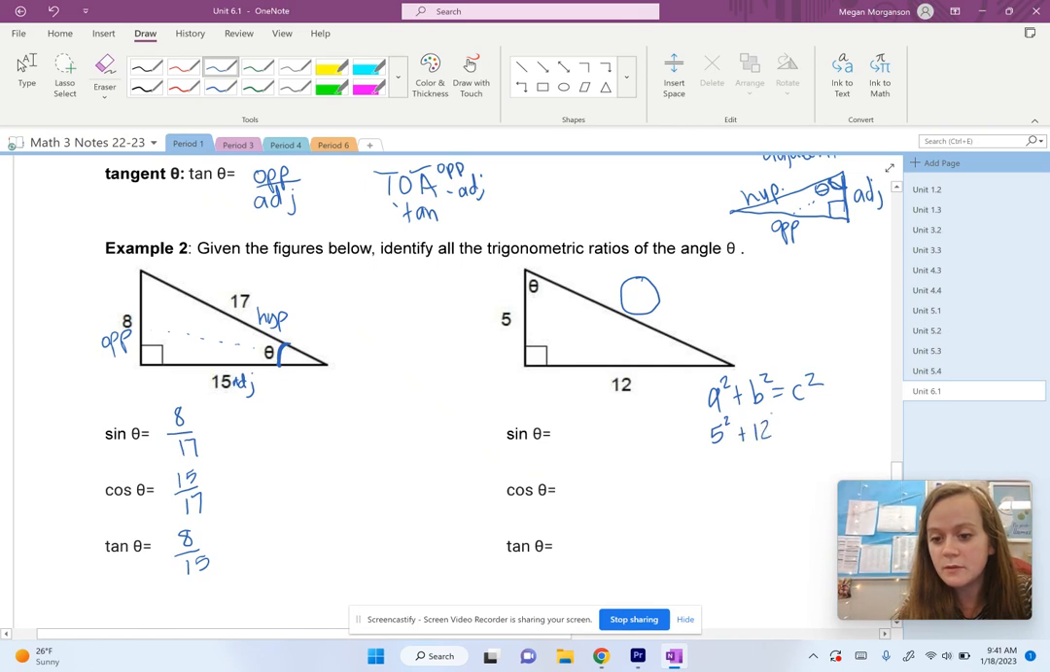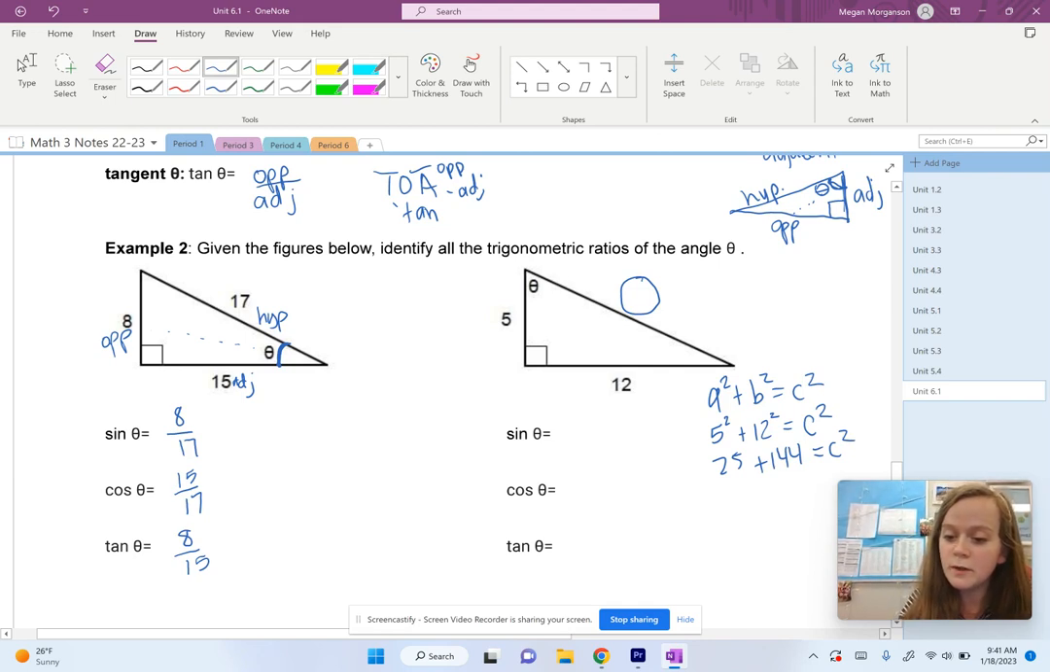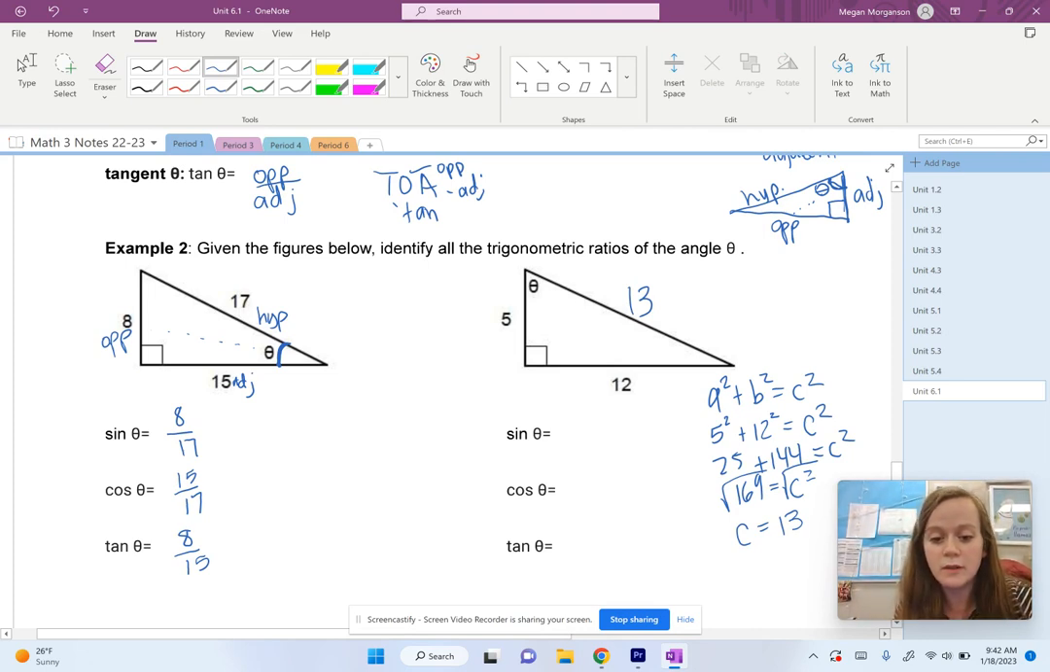5 squared, 12 squared, and we don't know what c is. So let's simplify. 5 squared is 25. 12 squared is 144. C squared, we don't know yet. 25 plus 144 is 169. So c squared equals 169. We want to find c by itself. We need to get rid of the squared, so we need to do square root on both sides. C equals 13.